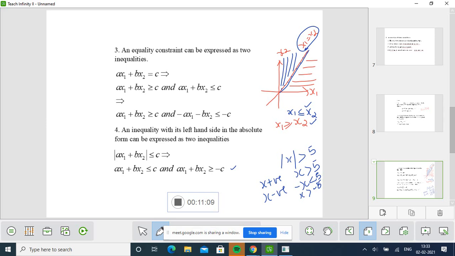In the same way, x is nothing but ax1 plus bx2. So ax1 plus bx2 is less than or equal to c. Similarly, ax1 plus bx2 is greater than or equal to minus c. Any problem? Are you able to get this? If you are not able to get this, please tell me. Yes, the last property, if you are able to follow. If you are not able to follow, please tell me.